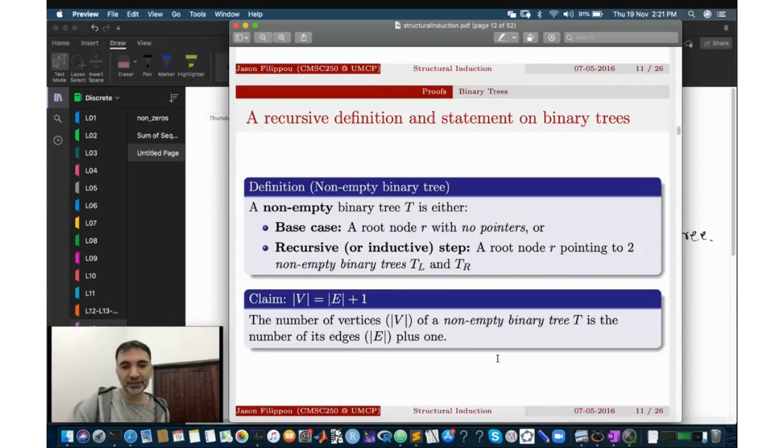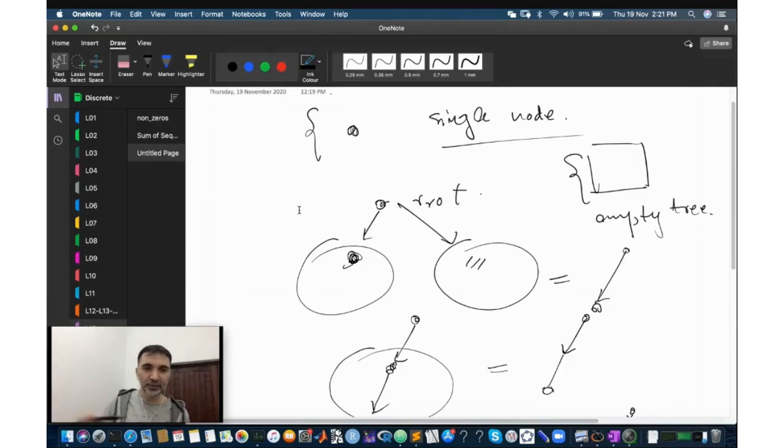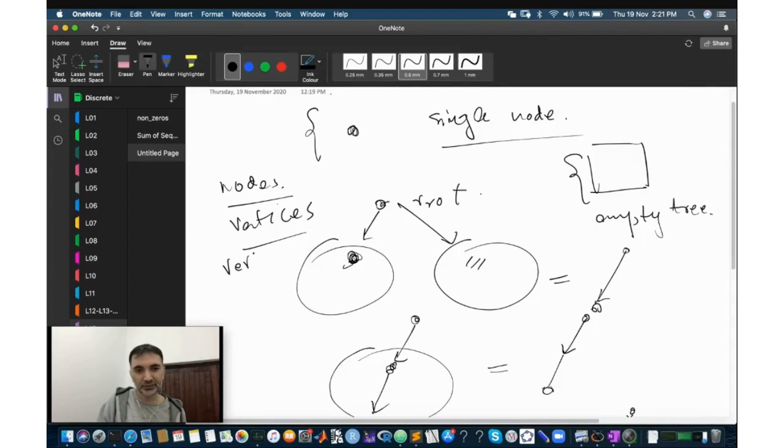The claim is, okay, मैंने अब ट्रेस में कुछ चीजें आपको बतानी थी जो मैंने अभी नहीं बताई आपको. Okay, so the number of the nodes in a binary tree, इनको हम vertices भी कहते हैं. Okay, these are vertices. एक node को हम एक vertex कहते हैं.